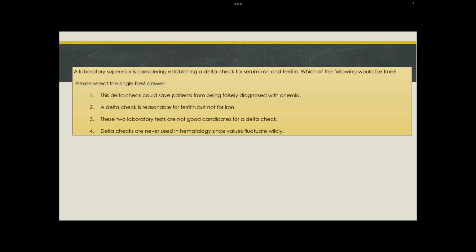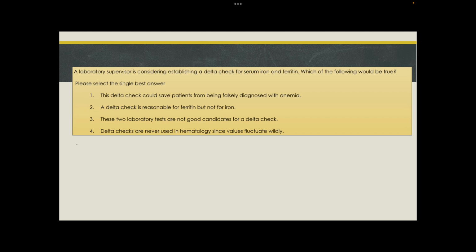A laboratory supervisor is considering establishing a delta check for serum iron and ferritin. Which of the following would be true? Please select the single best answer. 1. This delta check could save patients from being falsely diagnosed with anemia. 2. A delta check is reasonable for ferritin, but not for iron. 3. These two laboratory tests are not good candidates for a delta check. 4. Delta checks are never used in hematology since values fluctuate wildly.